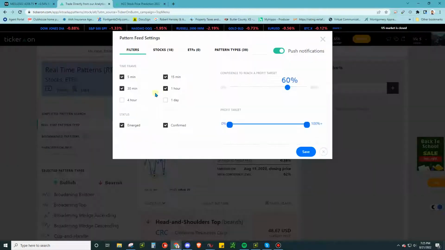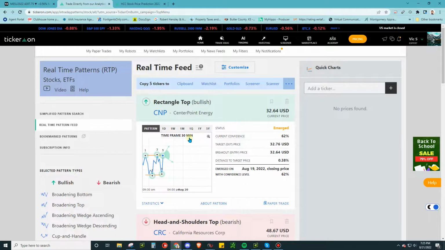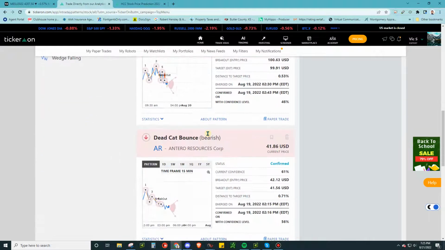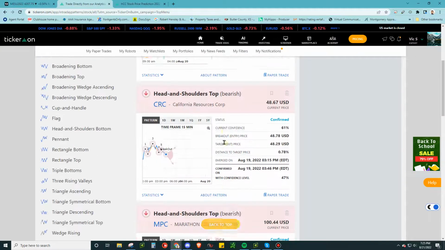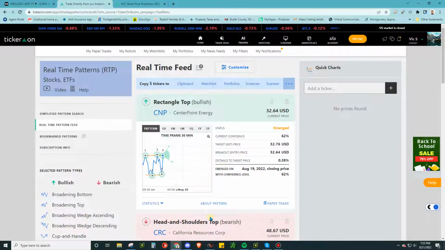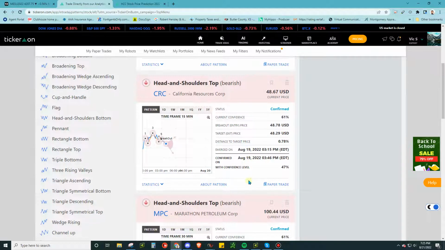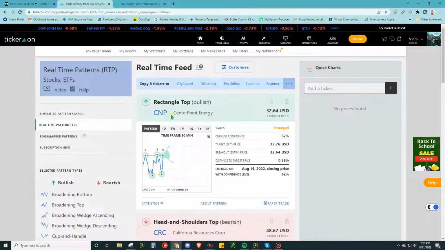And you can set this up by time frame. Since I'm short term, I don't really care about 4 hour and 1 day. But I will trade these other smaller time frames. We've got a 60% confidence rating, so we'll get a decent amount of signals that'll come through, and we can see some bearish ones coming through for basically last week. But we'll watch this throughout the day.